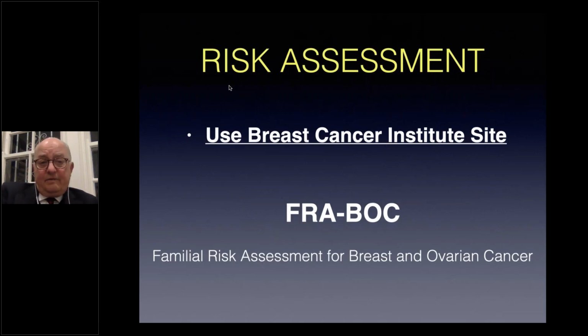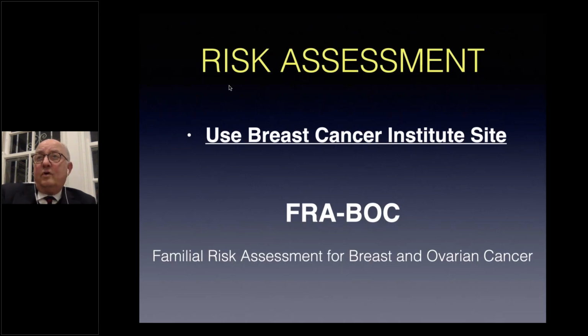I think we're running out of time, but use the Breast Cancer Institute site, and there is a tool you can use called FRABOC, Family Risk Assessment for Breast and Ovarian Cancer. You can log on to that, put in the patient's details, family history, and so forth, and it'll give you a risk assessment. I do see patients who come like this, who are concerned because of their family history.